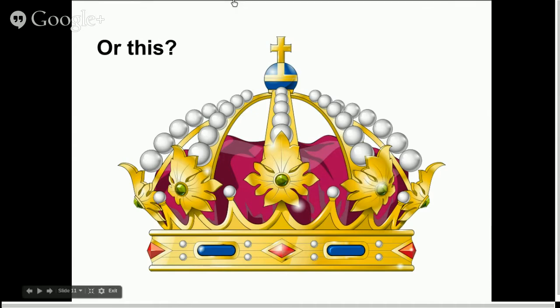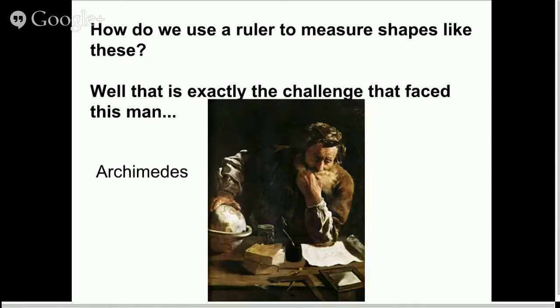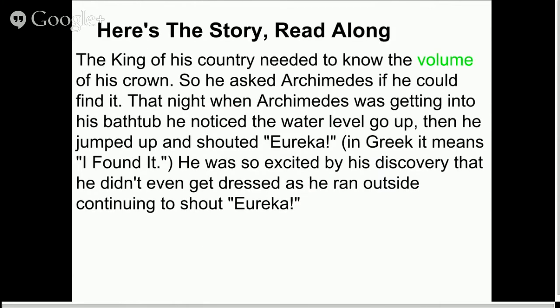Well, it turns out this is actually the problem that challenged this man, Archimedes. And we're going to learn about his story. We're going to learn about the first part of his story and then the second part next time. So here's the story. You may read along. The king of Archimedes' country, Greece, needed to know the volume of his crown. So he asked Archimedes if he could find the volume of the crown.